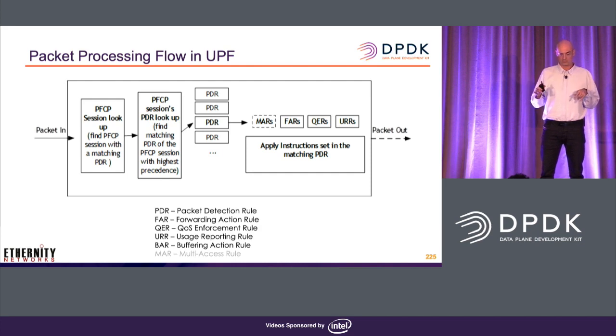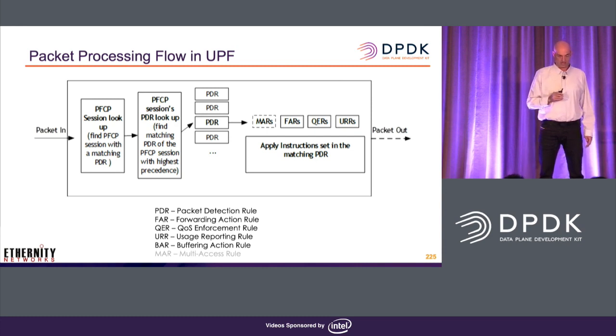After you hit the PDR, they use something like pointers. Instead of telling you exactly what to do, they point you to a lot of policies. The first policy is the forwarding action rule, the FAR, another abbreviation. Sorry for so many abbreviations. The forwarding rule tells you what to do with the packet, where to forward it, what MAC address you have to put. It's like a simple router, and if it's a multicast, you have to replicate the packet. So this is the forwarding rule.